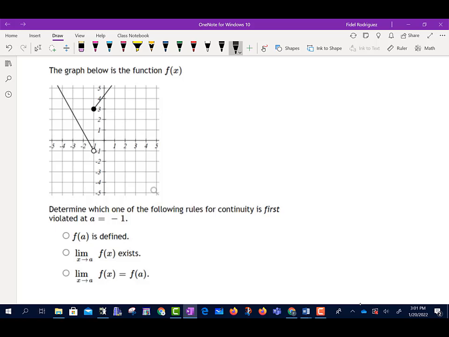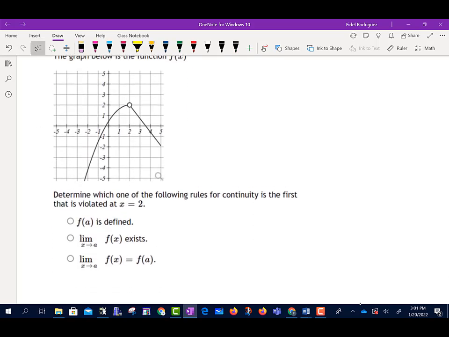Okay, so number one, is f of a defined? Can we find f of -1? Yes, we can, because we have a solid point there. That's true. Okay. Does the limit exist? Remember, in order for the limit to exist, the limit from the left has to be the same thing as the limit from the right. The limit does not exist, right? My limit from the left exists, my limit from the right exists, but because they're different, the overall limit doesn't. That's the one that's violated. Okay.